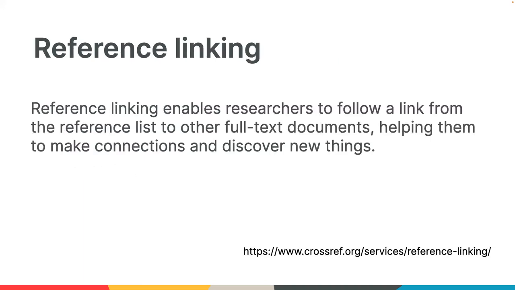First, reference linking makes it possible for readers to follow a DOI link from the reference list of a published work to the location of the full text document on a member's publishing platform, thereby building a network infrastructure that enhances scholarly communication on the web. Reference linking means including Crossref DOIs displayed as URLs when you create your citation list, and it enables researchers to follow a link from a reference list to other full text documents, helping them to make connections and discover new things. And because it's a DOI rather than just a link, it will remain persistent.